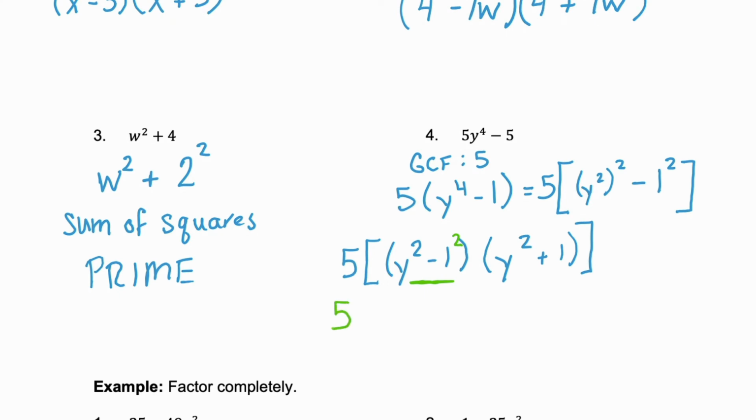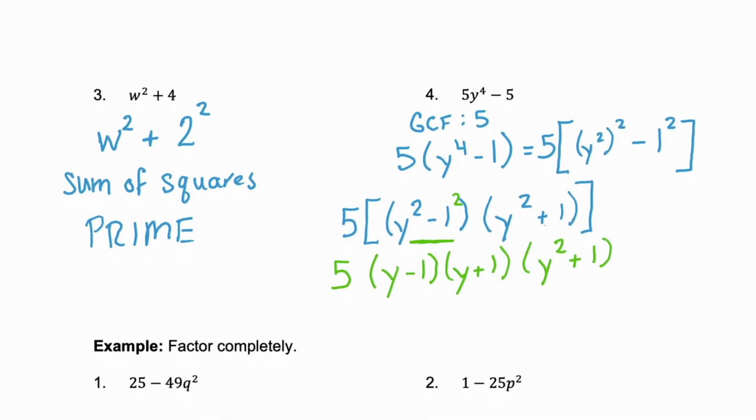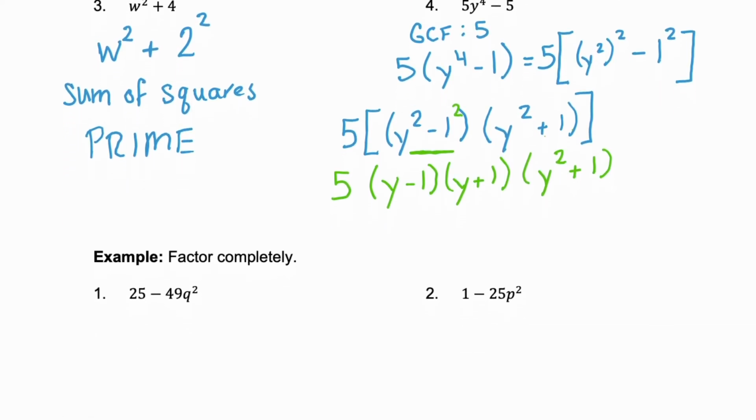We have our 5, our GCF. I'm going to rewrite this difference of squares as y minus 1 times y plus 1. And then this very last binomial, y squared plus 1, that's a sum of squares, and we can't factor that, so that one stays. Now let's check each of our terms again. Each factor is good. We don't have any more that can be factored, no more hidden difference of squares.